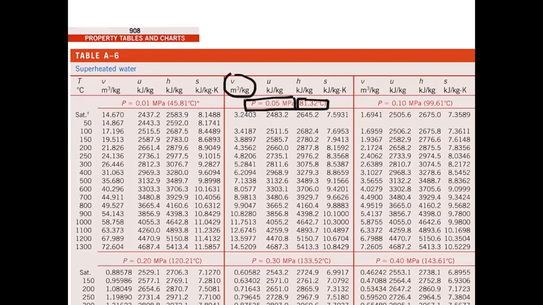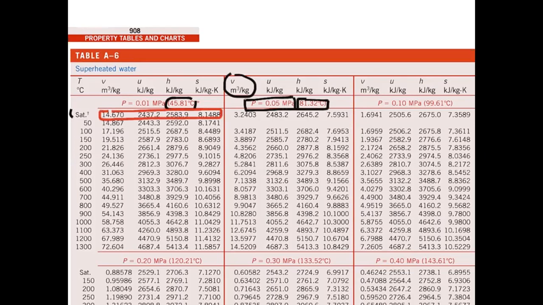Here, the first data that you have is the saturation data. That saturation data is for saturated vapor. For instance, at 0.01 megapascals, at 45.81 Celsius, which is the saturation temperature, all of these properties are going to be for saturated vapor.